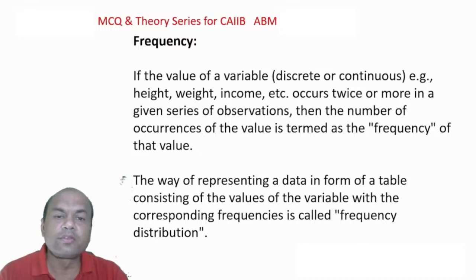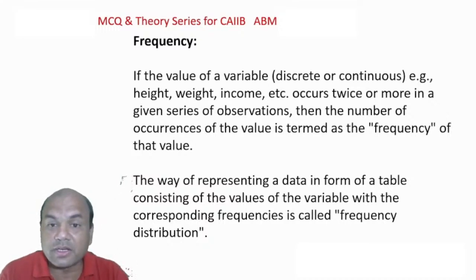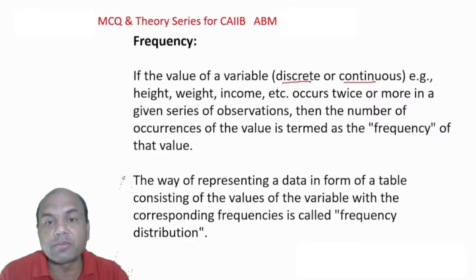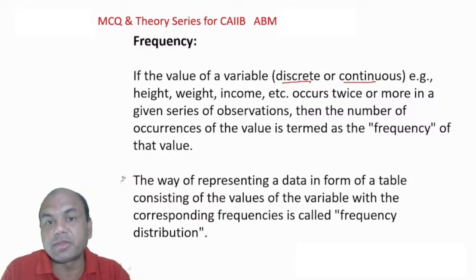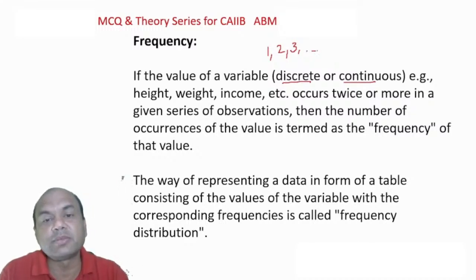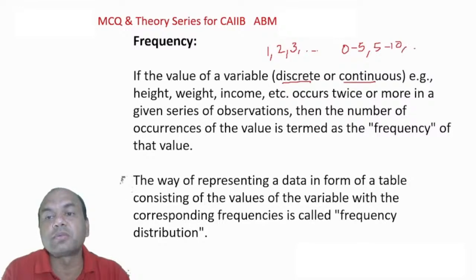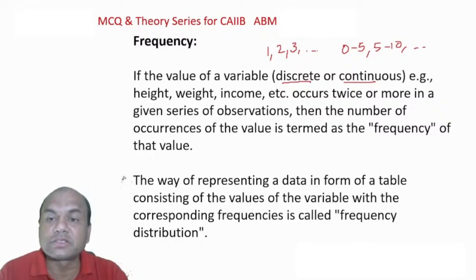Okay, so the first topic is frequency. If the value of the variable is, for example, discrete or continuous. What is discrete? What is continuous? Every word we'll discuss first and then we'll go ahead. Discrete means separable. Separable means 1, 2, 3, each can be separated. Continuous means, suppose like this, 0 to 5, 5 to 10. These are all continuous variables, which occur in a gap or a fixed interval.